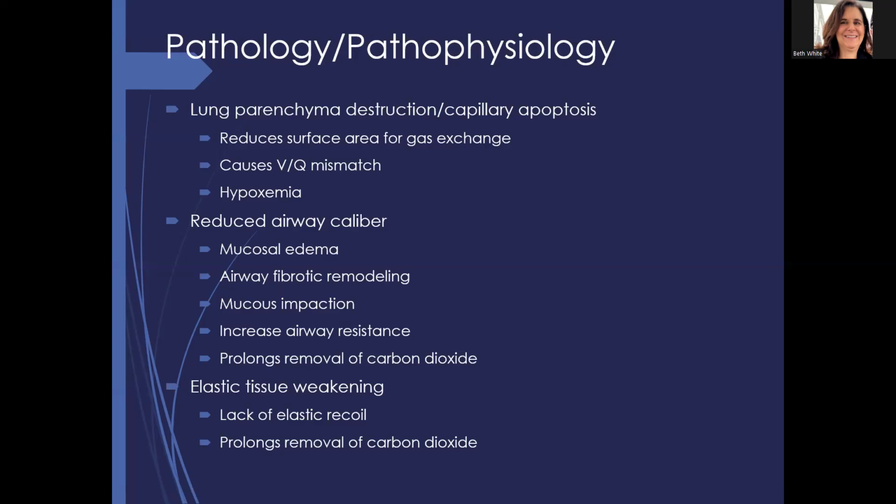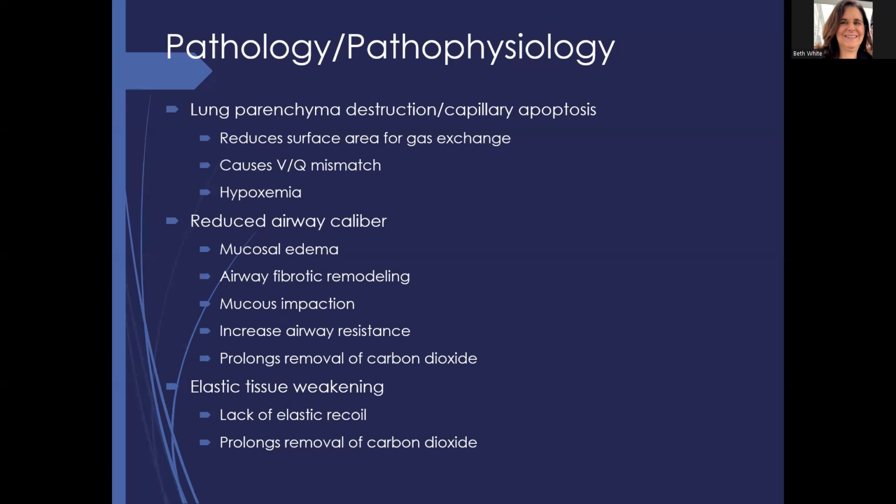Okay, we have reduced airway caliber. This is caused by mucosal edema. The airways can become fibrotic, and they will progressively get more fibrotic. We can have mucus impaction or mucus plugging. We have increased airway resistance. So that's that narrow airway.